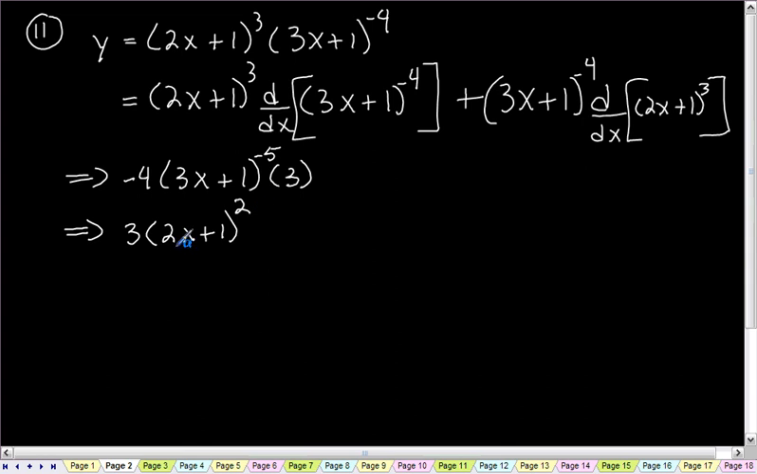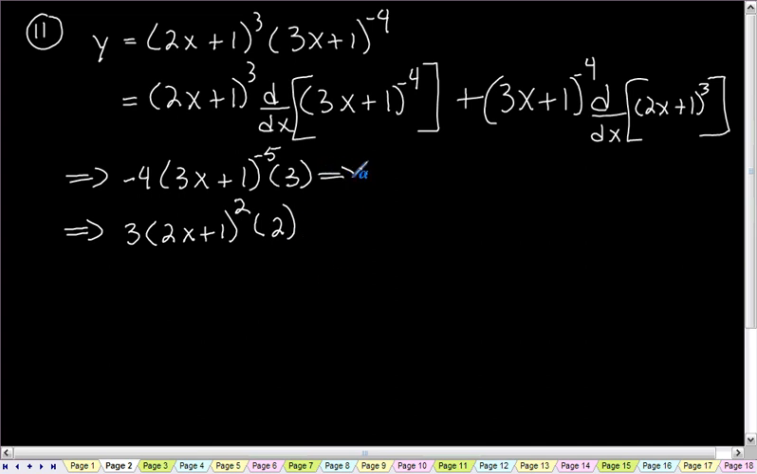Then we take the derivative of the inside, inside the parentheses. The derivative on the inside is a 2, because the derivative of a constant is 0. The derivative of a constant times x is just that constant, because the power 1 minus 1 becomes x to the 0, which is 1. So this becomes just 2.